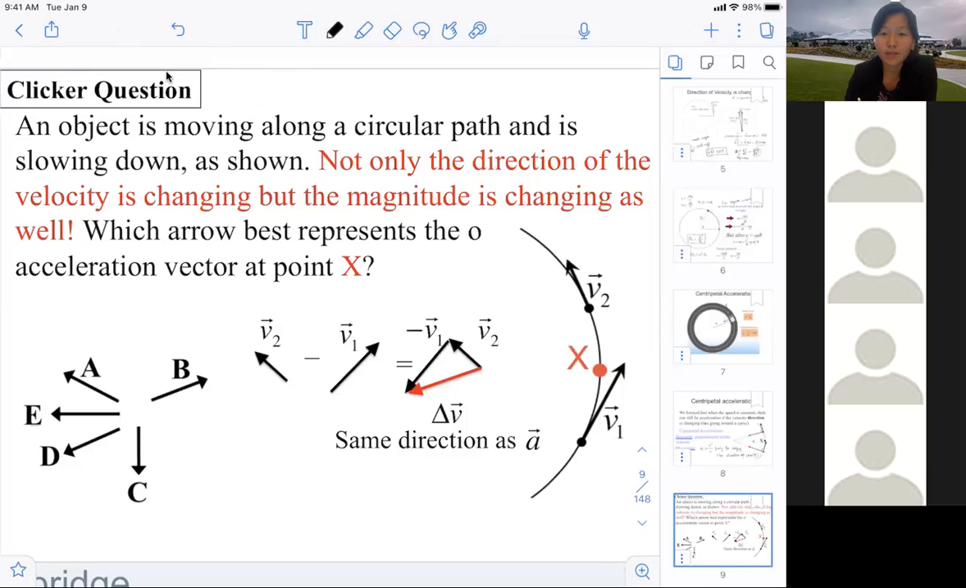Professor, I have a question. For acceleration, in regards to velocity, acceleration would always point to the center of the circle, right? No matter the magnitude of velocity. Always point toward the center of the circle. Or basically perpendicular to the velocity, no matter the change in direction.